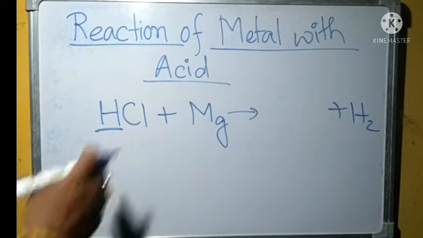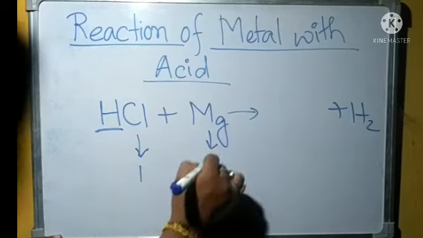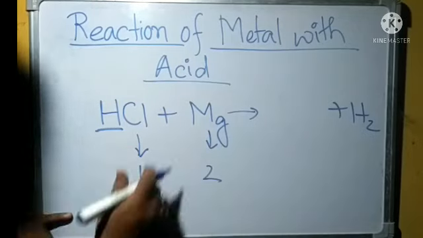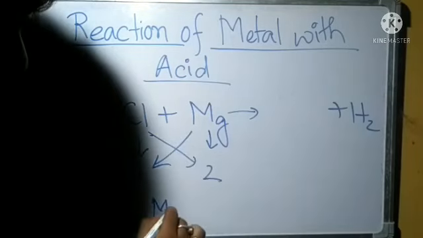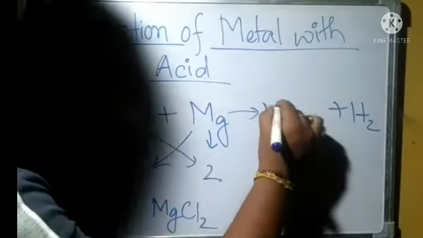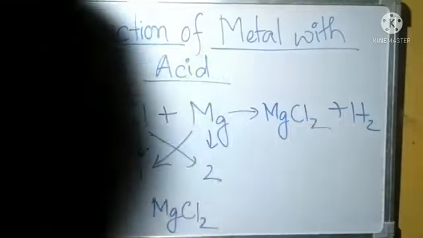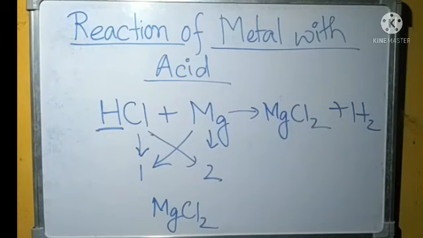Done. Now we have chlorine here, and here magnesium. The valency of chlorine is 1, the valency of magnesium is 2. So chlorine will take this, magnesium will take this, and the formula we will get is MgCl2. So this MgCl2 is the formula of the salt. So this is the simple trick to write the formula of the salt that will be produced when an acid reacts with a metal. I think it is clear.